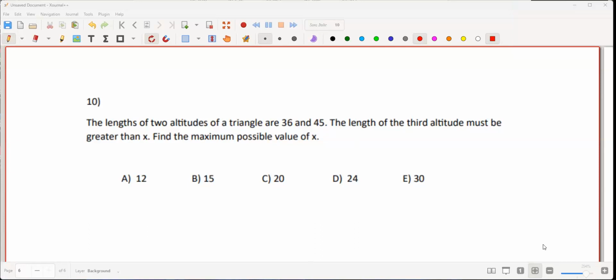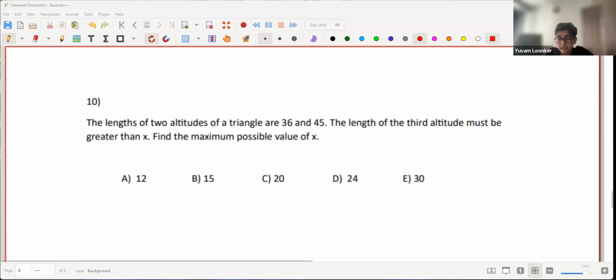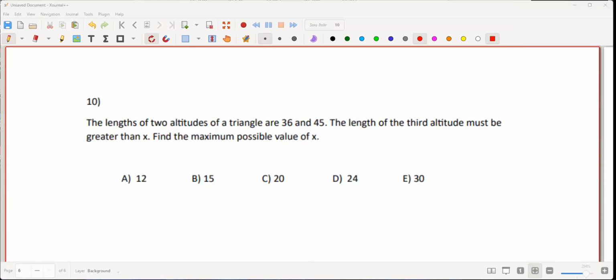Okay. Yuvam, yeah, go ahead, please. Sir, I got 20. Okay, and who else? I can see someone else's hand was also up. Aditya, I got 24. You got 20 and you got 24. Okay, let's discuss.